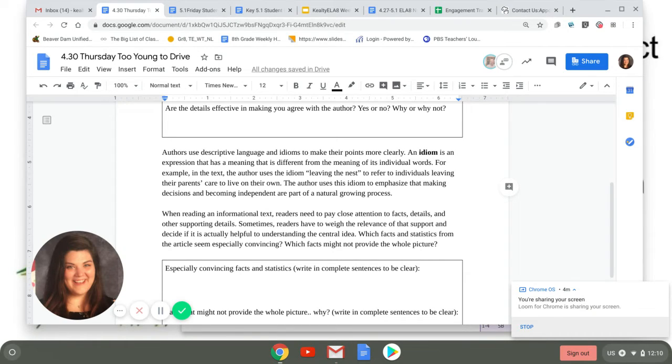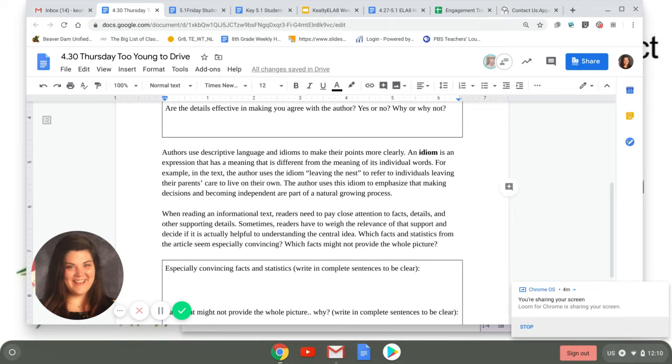Students, when they go off to college, aren't physically leaving their nest, but they are leaving home, right? So this idiom refers to individuals leaving their parents' care to live on their own. Right, so that is an idiom that the author uses to sort of enhance their point. They're trying to emphasize that making decisions and becoming independent are a part of that natural growing process when one becomes an adult.